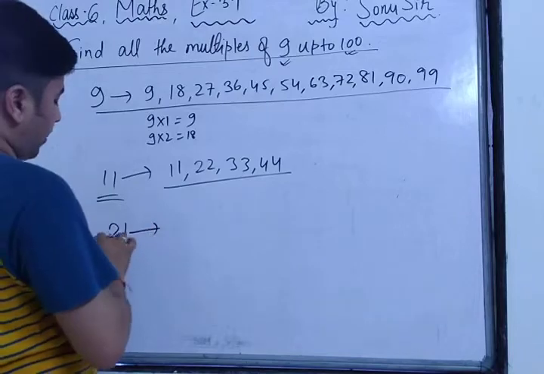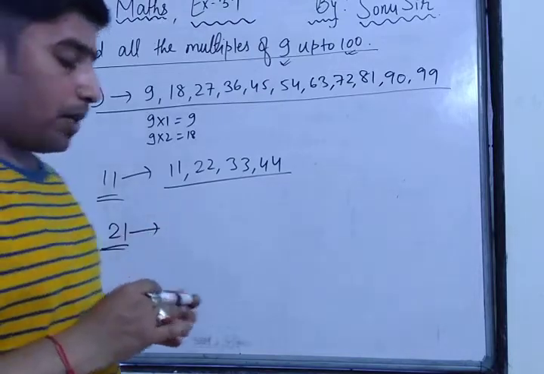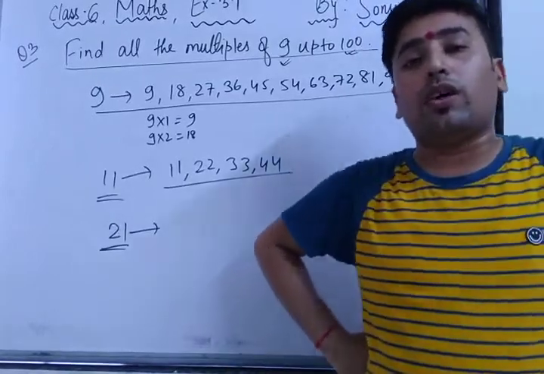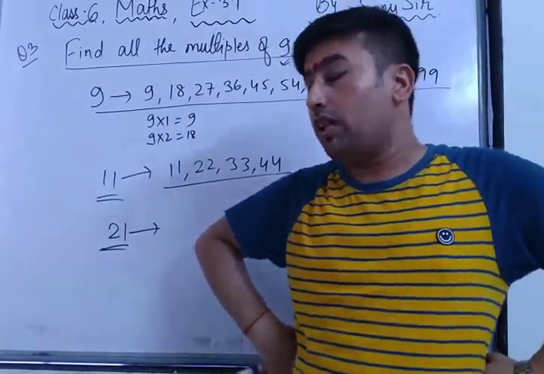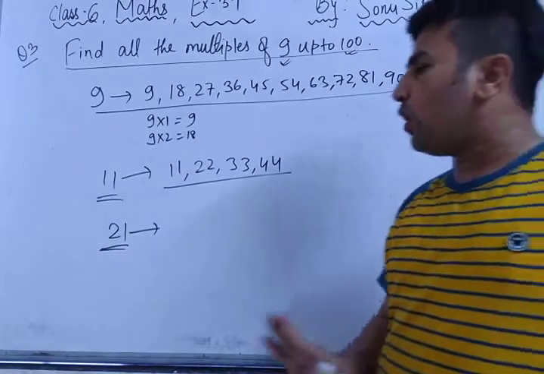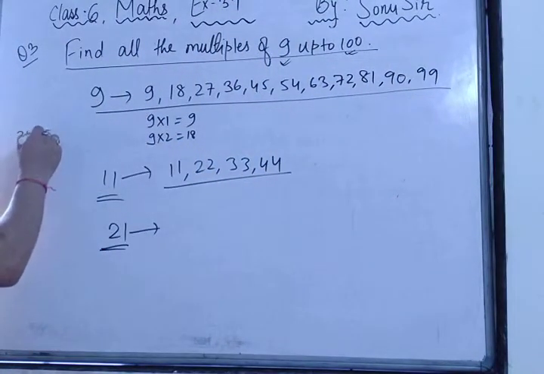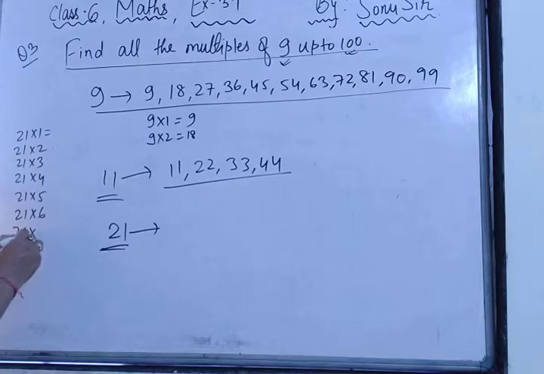I will tell you, write the 21 multiples till 100. So what will you do in this question? You will say, sir, you have said learn only till the 20 table and you have given 21 here. So no need to worry. You can just write the 21 table: 21 1s are 21, 21 2s are 42, 21 3s are 63, 21 4s are 84, 21 5s are 105, 21 6s are 126, 21 7s, 21 8s, 21 9s, and 21 10s.